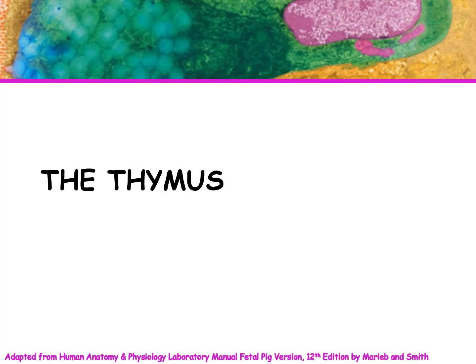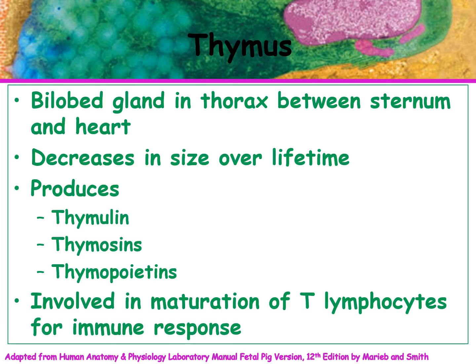The next gland that we need to examine is called the thymus. And the thymus is the gland that is located in the mediastinum. So it's located in the upper thorax, between the sternum and the heart. And what we should know is that when we are born, our thymus is large and it decreases in size as we get older.